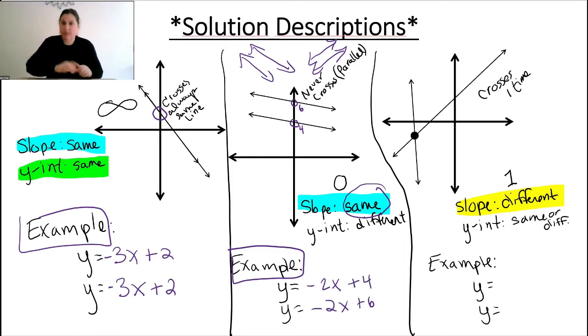Okay, so they have the same slopes, different y-intercepts. That has to be true.